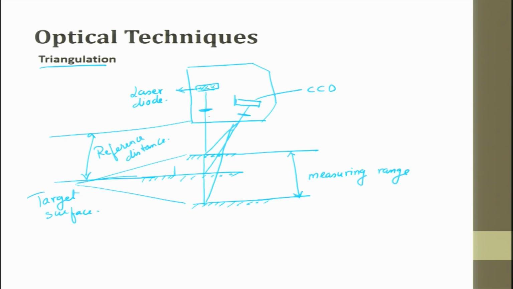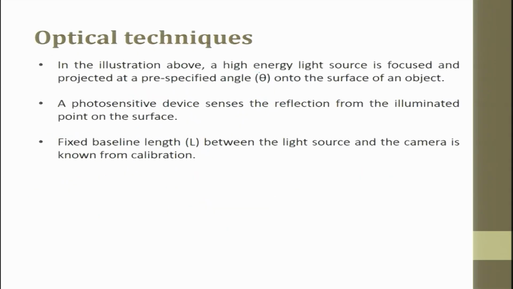The light from the laser passes through a lens and then hits the target surface and gets reflected back. These are all reflected lines which pass through this lens and go to a CCD. In the illustration above, a high energy light source is focused and projected at a pre-specified angle theta onto the surface of an object. The photosensitive device senses the reflection from the illuminated point on the surface. The fixed baseline length L between the light source and the camera is known from the calibration. You keep changing it to the requirements.